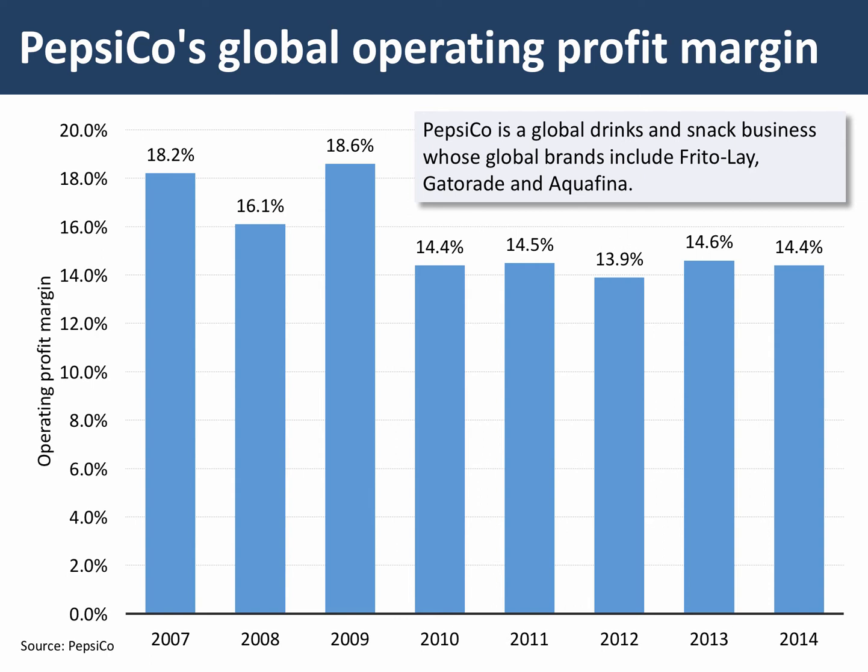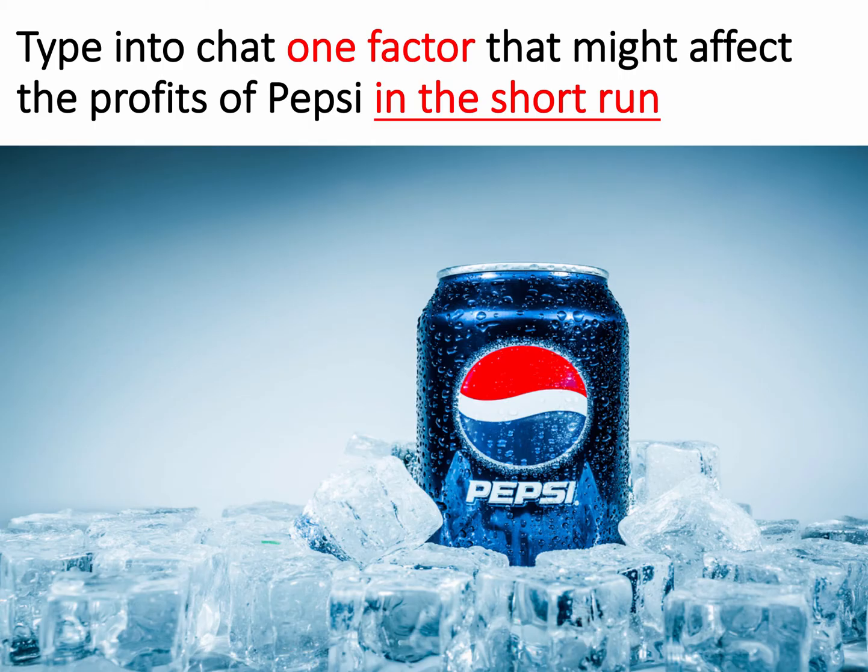Profitability fell post-crisis, post-recession into 2010. But actually in recent years, Pepsi has made a pretty stable, pretty consistent operating profit of about 14%. In other words, for every dollar of revenue, 14% has been profit. It's pretty impressive.